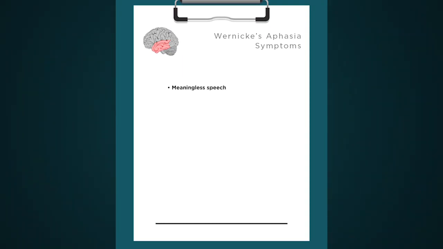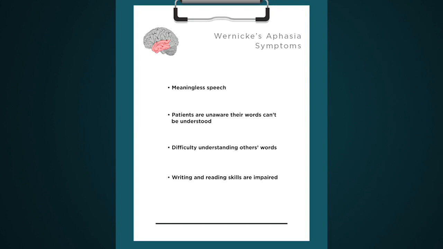In contrast to Broca's aphasia, Wernicke's aphasia usually results from damage to the left posterior temporal lobe area. The main symptom is meaningless speech, often referred to as a word salad. So the person talks fluently, with a normal rate, rhythm, and grammar, but it doesn't make any sense. What's more, patients are unaware that their words can't be understood. They also have trouble understanding what others are saying to them, and their writing and reading skills are also impaired.